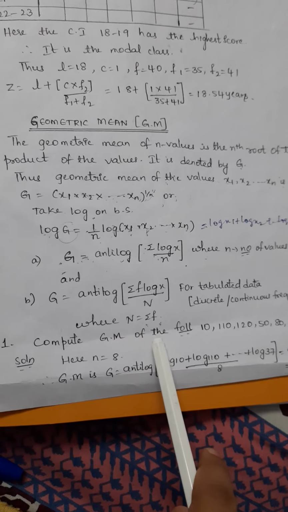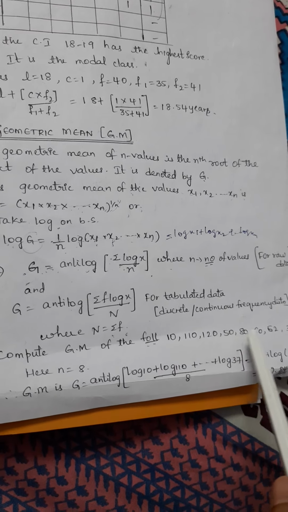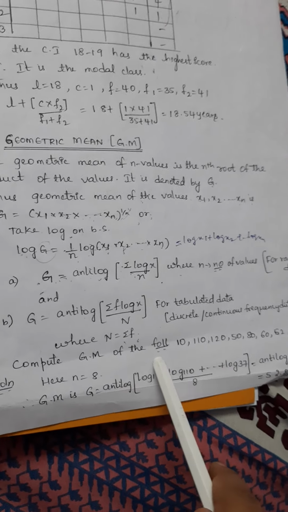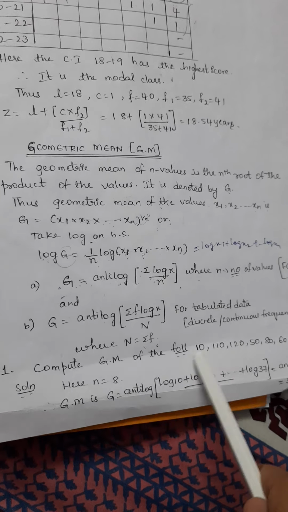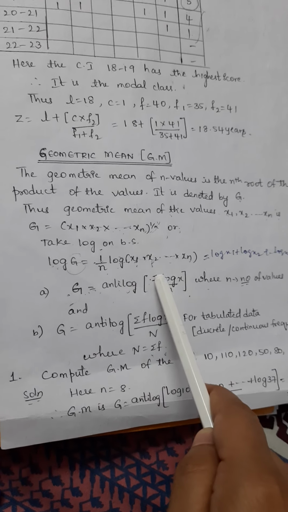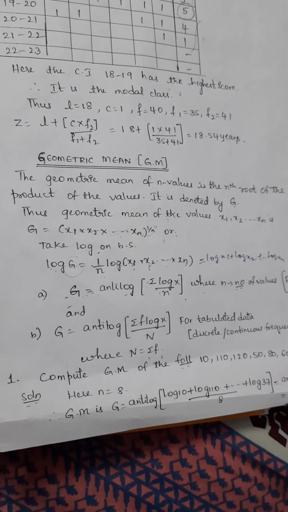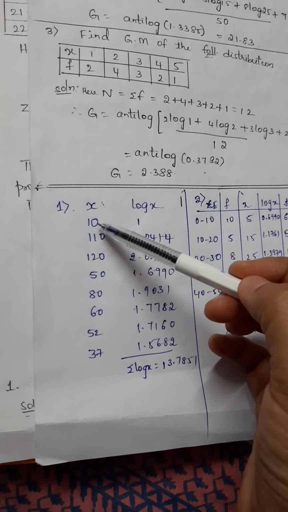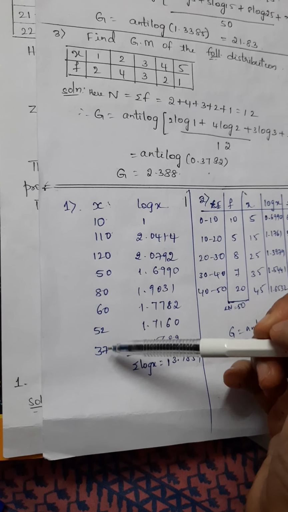Compute the geometric mean of the following data. The data is given: 10, 110, 120, 50, 80, 60, 52, 37. We need to compute geometric mean for the given data. This is an individual series. So how to calculate geometric mean? The formula is the same thing. G is equal to anti-log of summation log x divided by n, where n represents the number of values. So let us do that problem. First I have written the x values. X values are 10, 110, 120, 50, 80, 60, 52, 37.